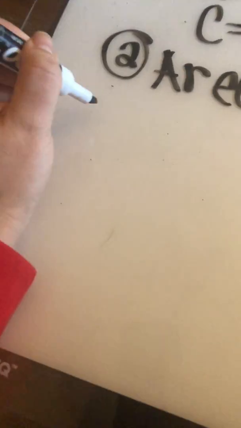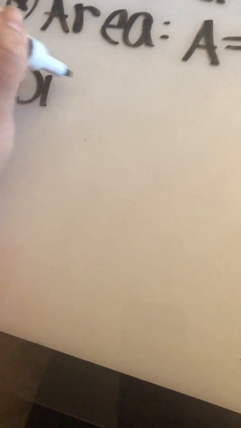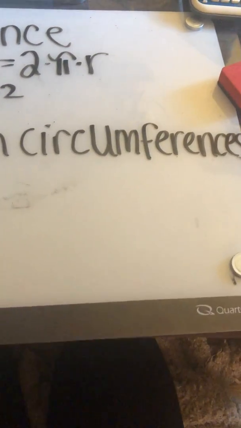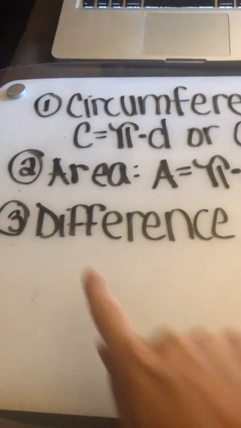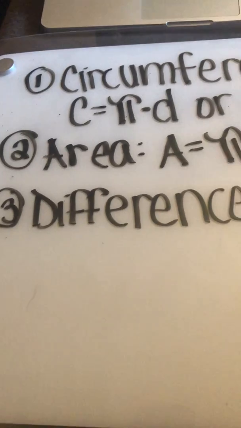Okay, the third question, they ask you to find the difference in circumferences. So it's very similar to the solve question I just did with you, where you're going to have to find the circumference of one figure and then find the circumference of another figure, and then you're going to be subtracting them. You are rounding to the nearest tenth again. Okay, so that's what you should expect for question 3.